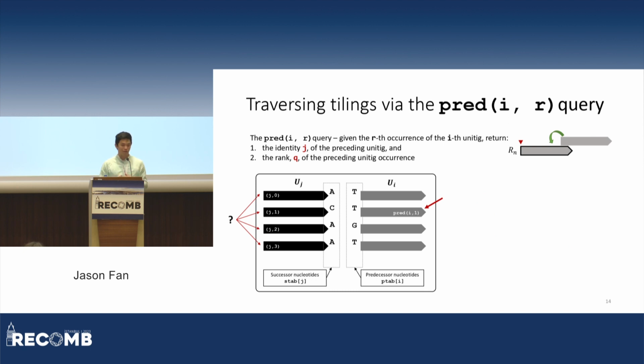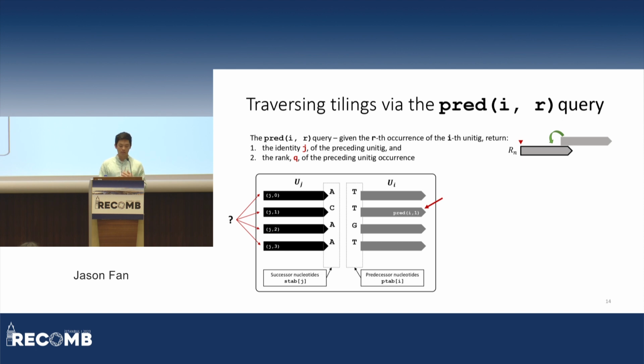So great, we have the storage. How fast is the traversal? Or how correct is the traversal? What's crucial in the traversal is that we're going to do the traversals not on the de Bruijn graph, but on the references themselves. Given the rth occurrence of a unitig, I care about which unitig precedes me, but also its rank, like which occurrence of the unitig precedes the rth occurrence of UI here.